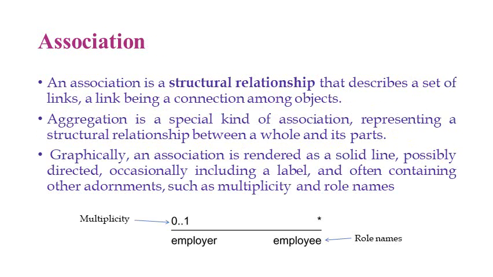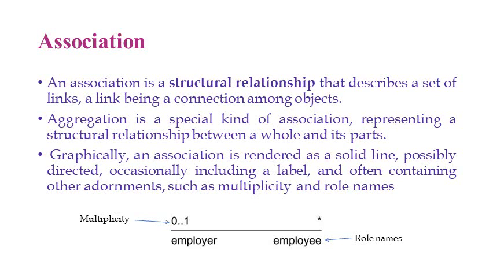The next second type of relationship, that is association. An association is a structural relationship that describes a set of links, a link being a connection among objects. Now structural relationship means it is the relationship used to just connect two elements or two things. Aggregation is a special kind of association representing a structural relationship between a whole and its parts.